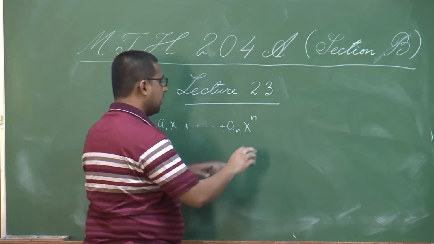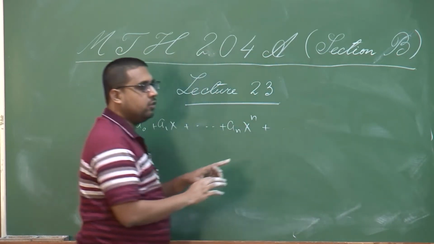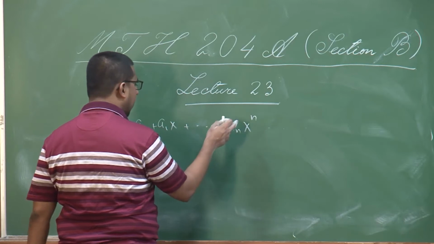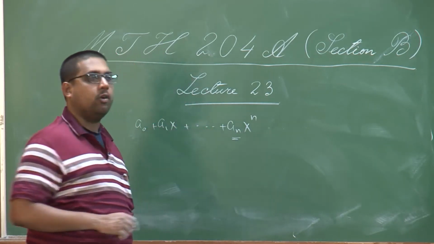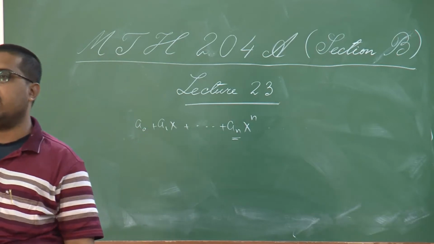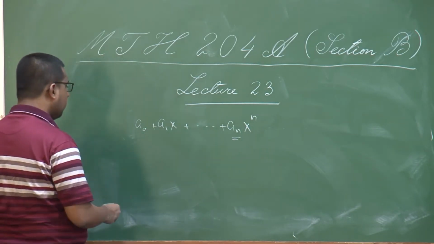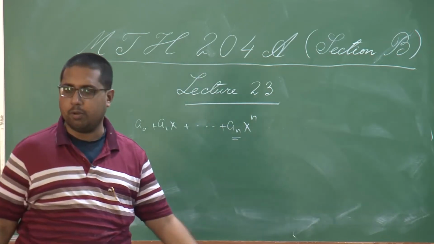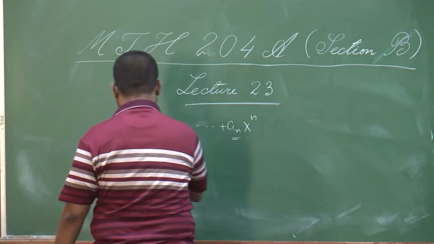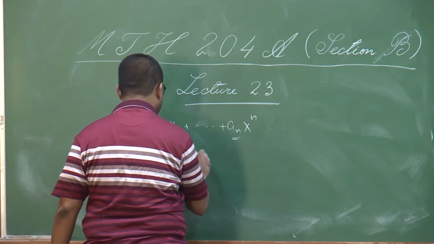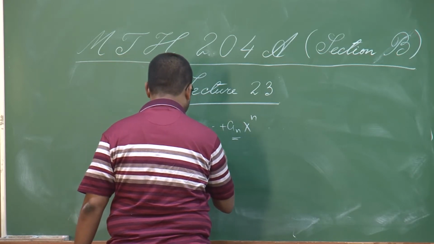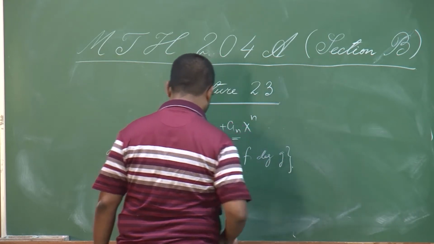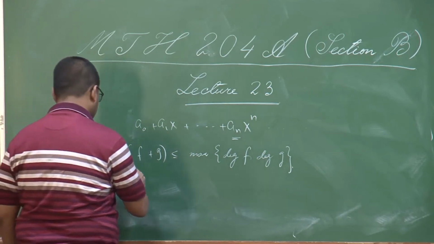Okay, so the custom is that if beyond this point all coefficients are 0, if some coefficient is 0, we can simply ignore that term while writing. The largest n for which the coefficient is non-zero is called the degree of the polynomial. Degree is defined for non-zero polynomials, and then we have the usual formulas, which are easy to verify: the degree of f plus g is at most the maximum of degree f and degree g.